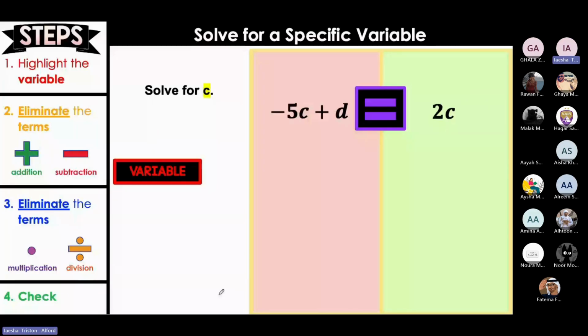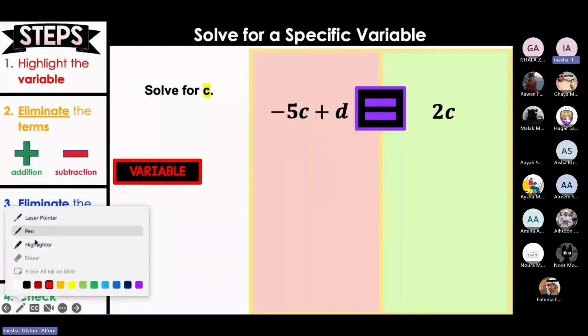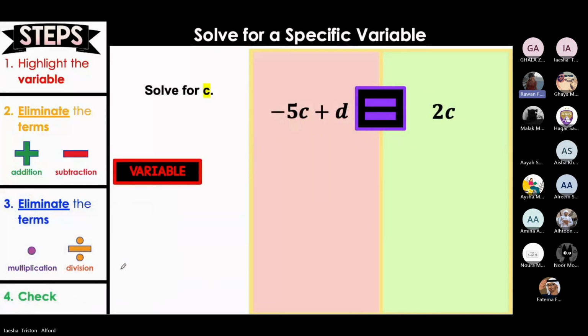Here, which variable do they want us to solve for? C. They want c. So we're going to focus on c. Our job is to remove everything from c. So the -5, it has to go. The positive d, it has to go. We only want c.